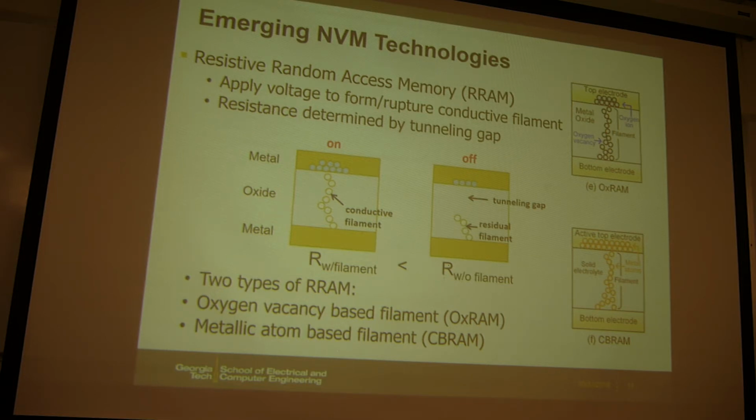And then the third one is called the resistive random access memory, RRAM, and in many cases this is based on some oxide material, and I mean nominally oxide is an insulator, right?